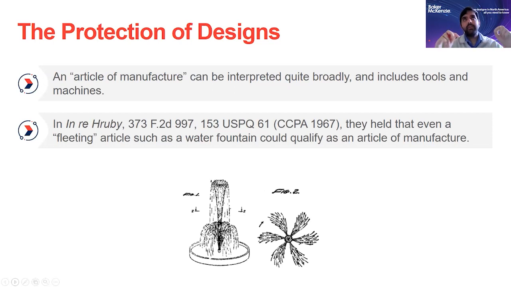When we're thinking about what the subject of the design patent is, we're looking at this article of manufacture, which can be interpreted quite broadly. Traditionally, we're thinking about physical objects, but they could even be fleeting articles like a water fountain. Or later on, I'll be talking about designs on a display screen. They are protectable as well using design patents.